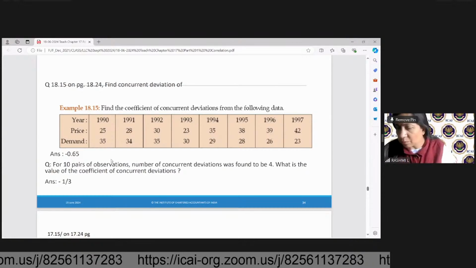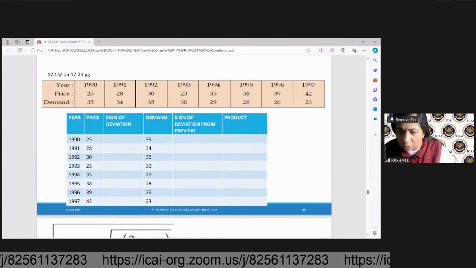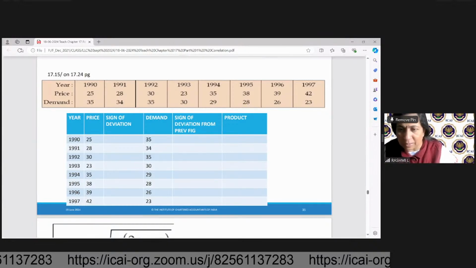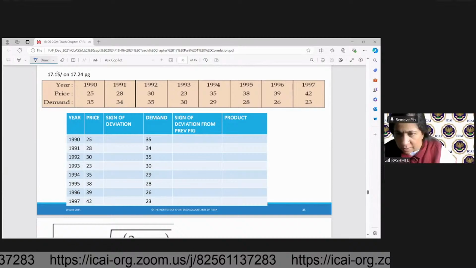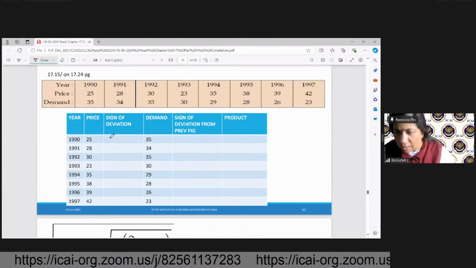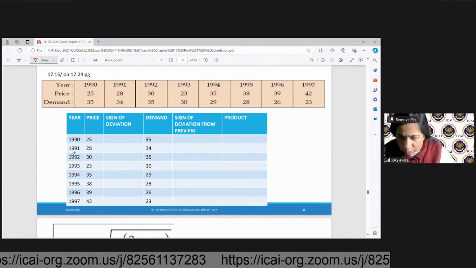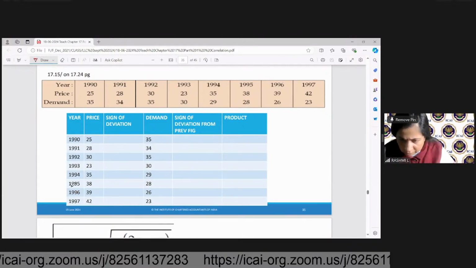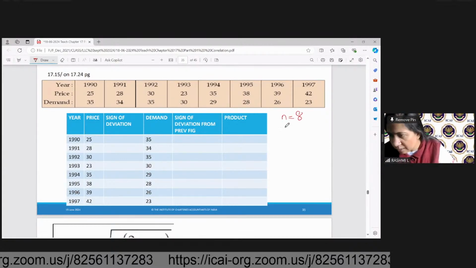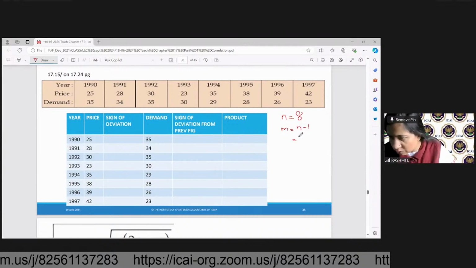So let us see the first question. Now, I'm going to write 90 to 97 here, and I'm going to write the price here. Then I'm going to see how many pairs are there? 1, 2, 3, 4, 5, 6, 7, 8. So n is equal to 8. So m is equal to n minus 1, which is equal to 7.